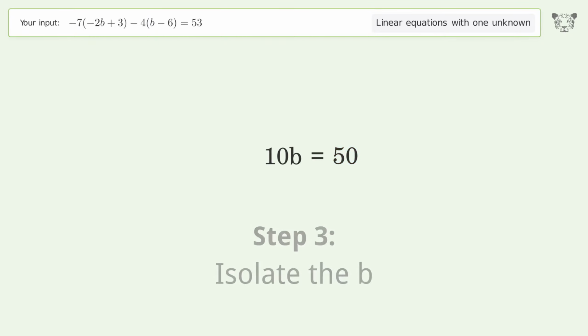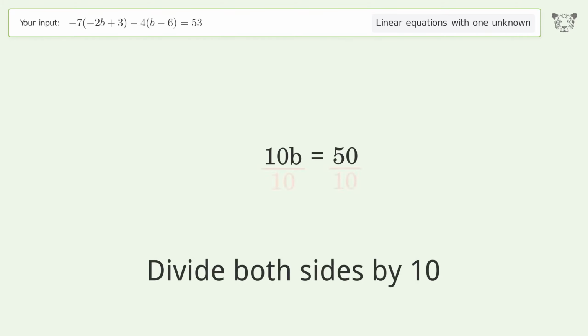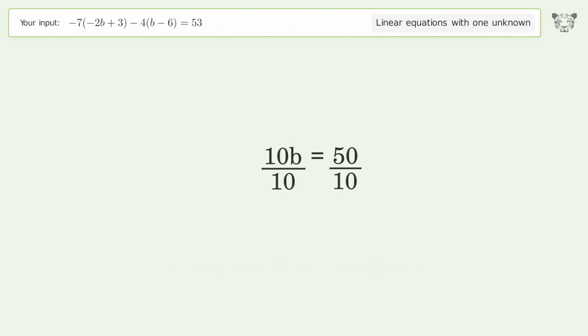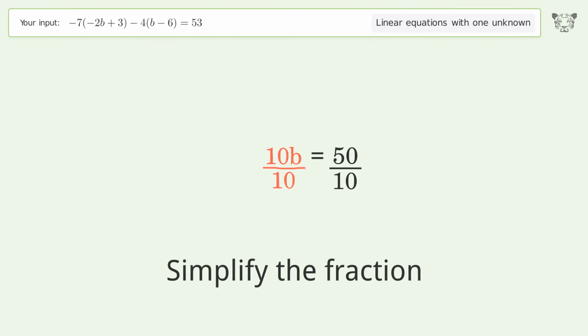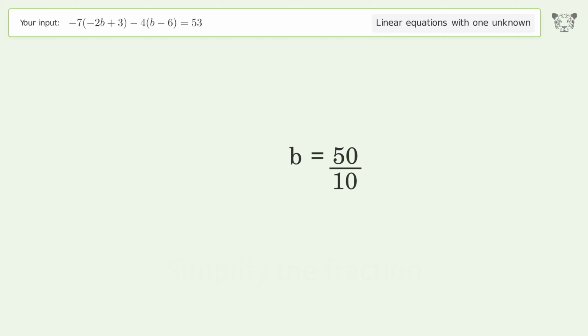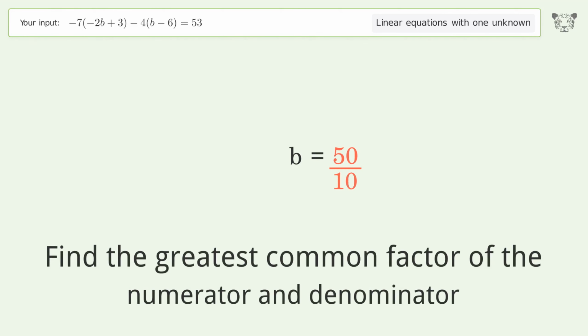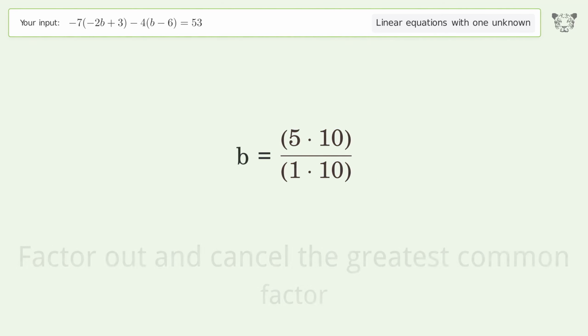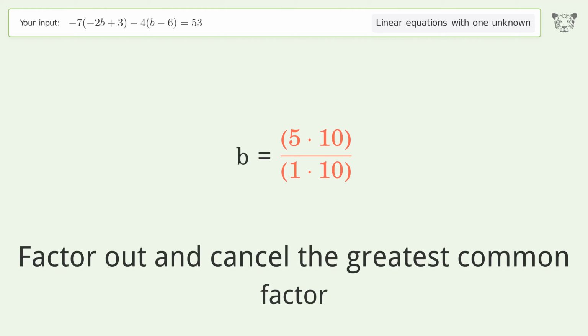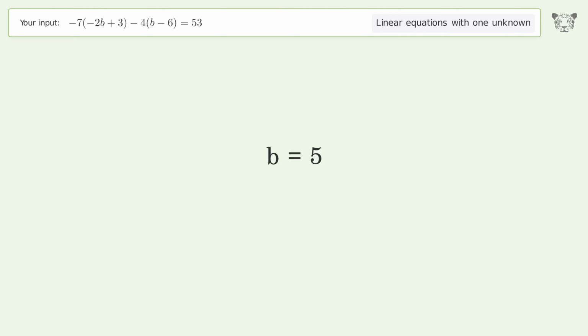Isolate the b. Divide both sides by 10. Simplify the fraction. Find the greatest common factor of the numerator and denominator. Factor out and cancel the greatest common factor. And so the final result is b equals 5.